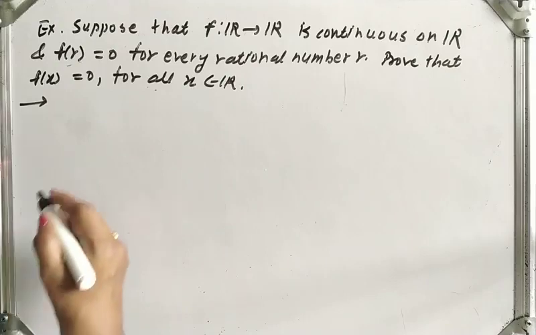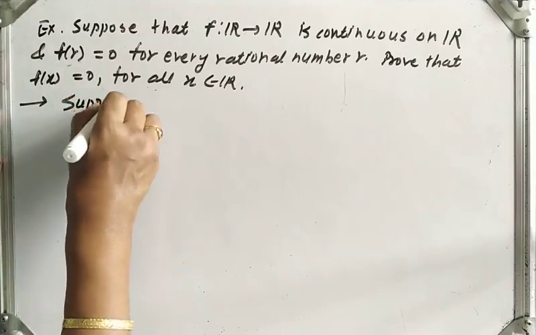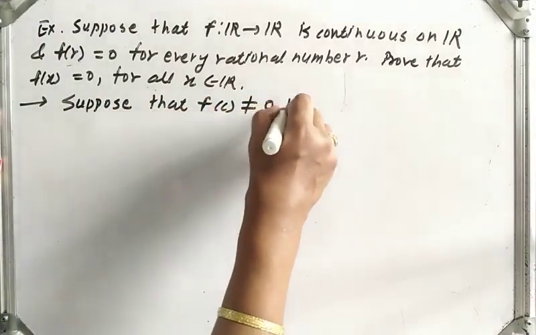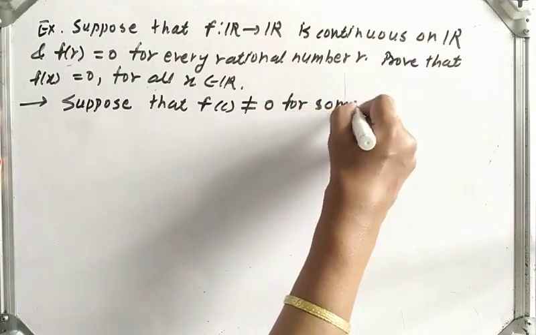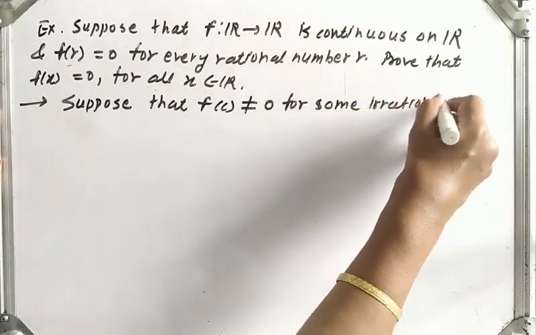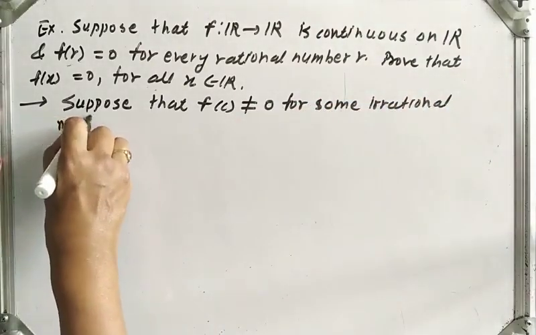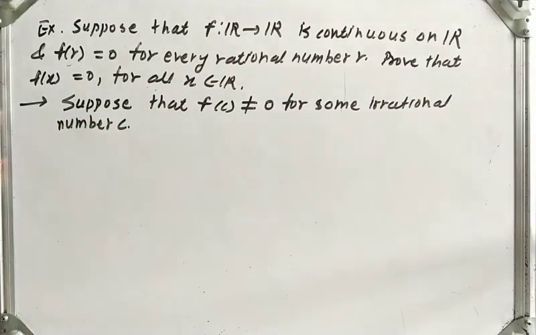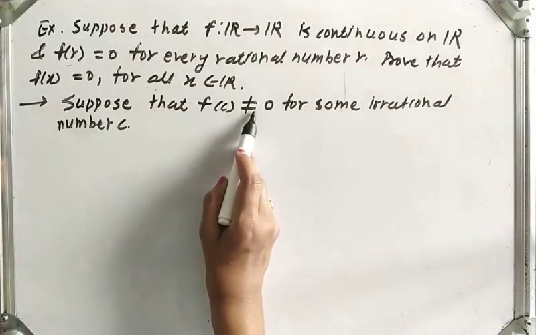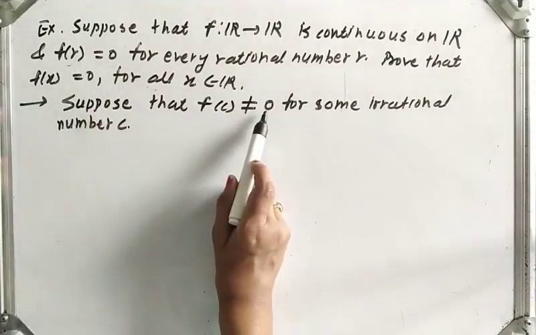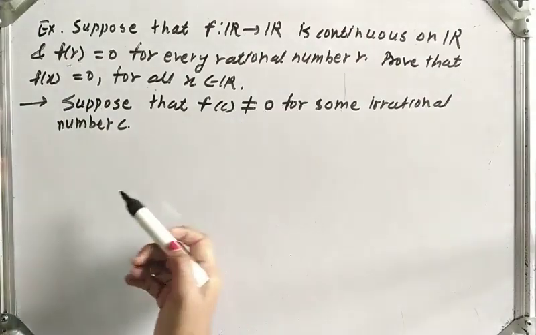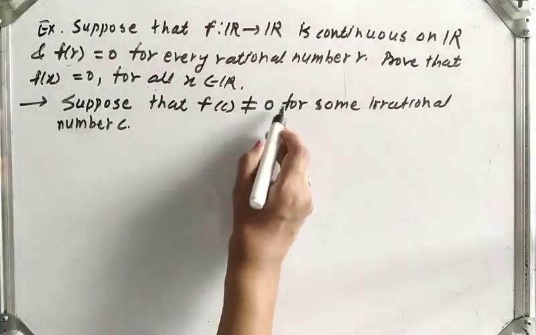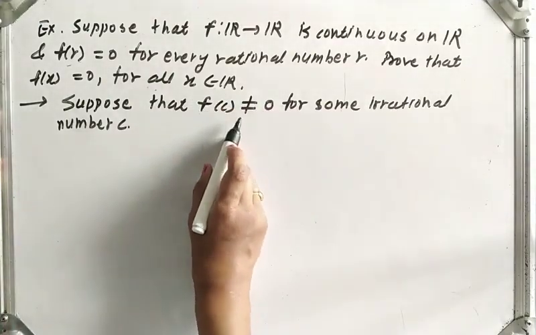So suppose that f of c is not equal to 0 for some irrational number c. If we show f of c is 0, then what happens? f of rational is 0, f of irrational number is 0, means f of every real number is 0. So suppose it is non-zero. Without loss of generality, as it is non-zero, assume it is greater than 0.